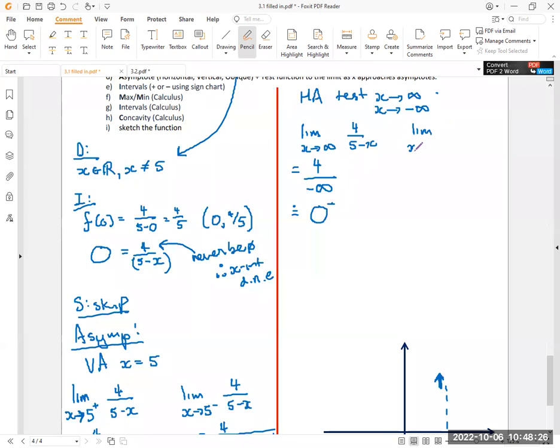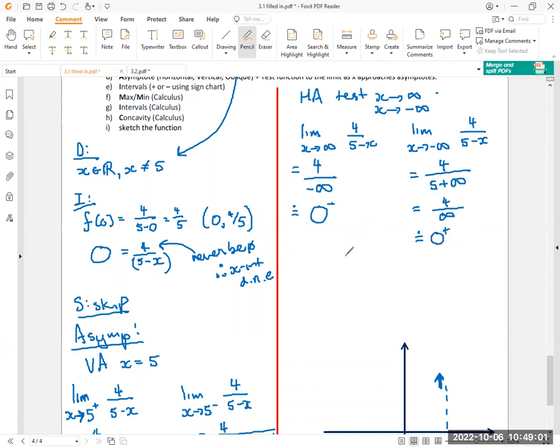Limit as x approaches negative infinity of 4 over 5 minus x. For this one, I might have to show you some work. 4 over 5 minus an infinity is the same as saying plus whatever that number is. In other words, that's still 4 over infinity. What does that approach? Same situation. It approaches a 0, but on the positive end.